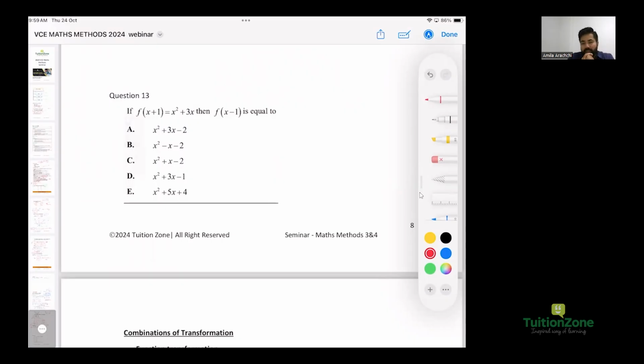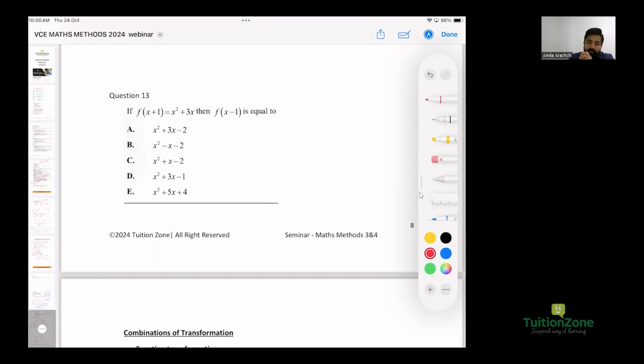This is not the common way of asking. Mostly you notice the question, they're given the f of x, they're asking something else. So your reference is always going to be f of x. But this time, they're given the f of x plus 1 and asking the x minus 1. Let's ask someone in the list. I'm going to ask Rayon. Help me out.